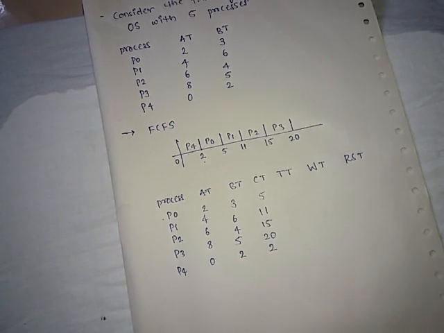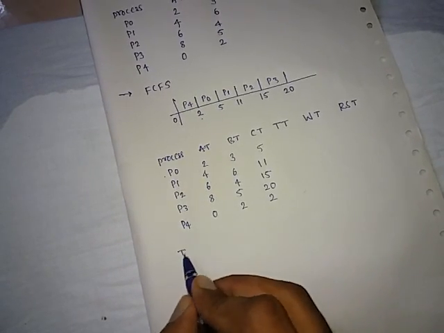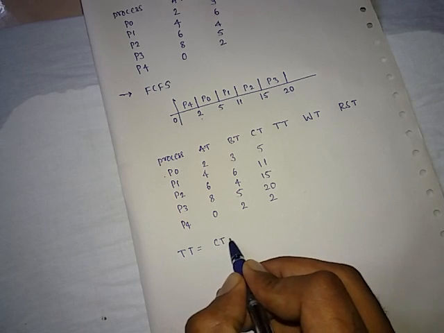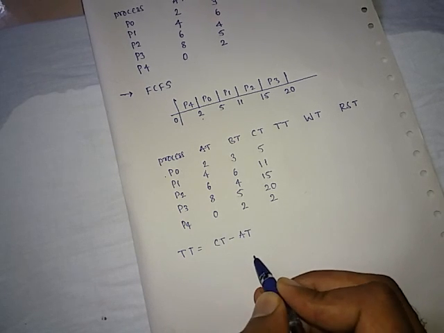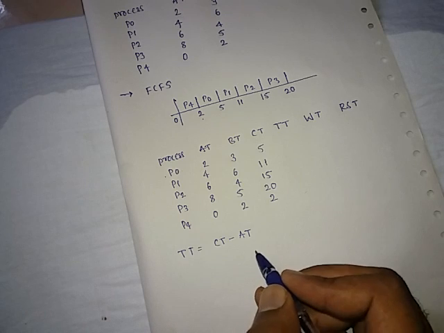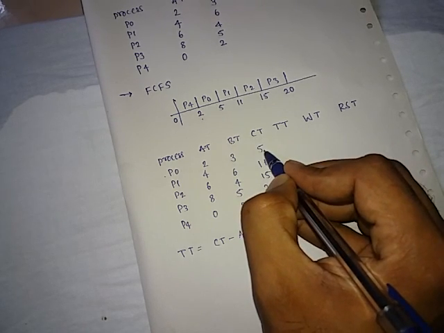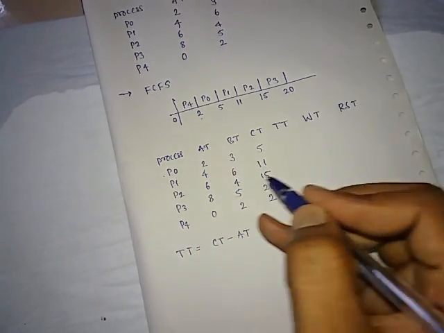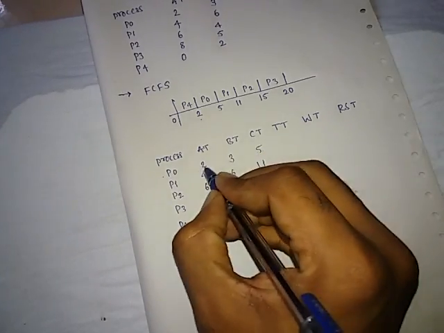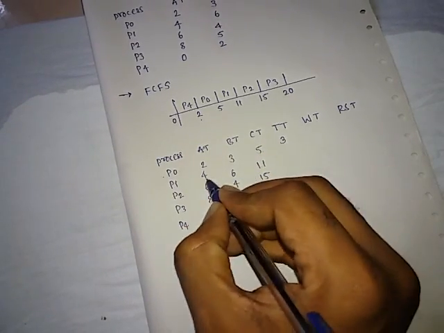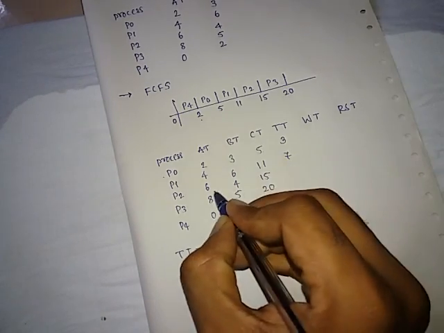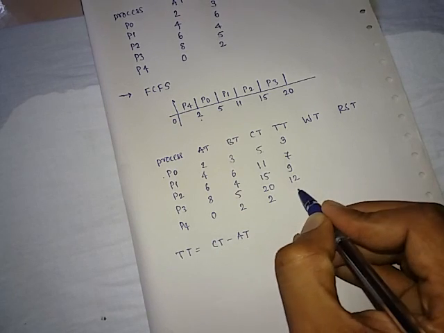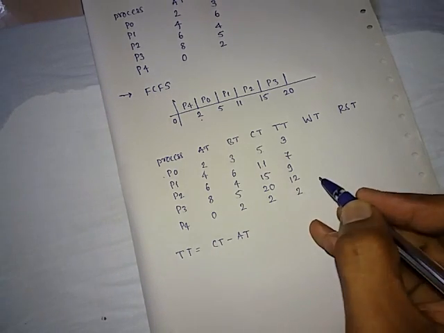Next one is turnaround time, and turnaround time is calculated by the formula completion time minus arrival time. Check here, completion time is 5, which we have just calculated, and next is the arrival time, which is given in your question. So 5 minus 2 becomes 3, 11 minus 4 becomes 7, 15 minus 6 becomes 9, 20 minus 8 is 12, and 2 minus 0 becomes 2.